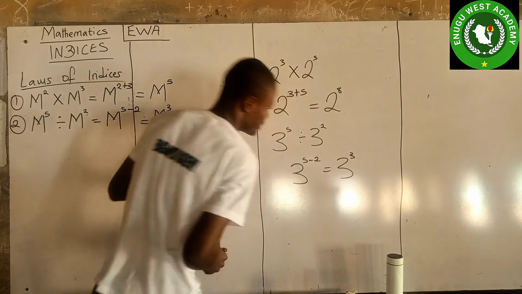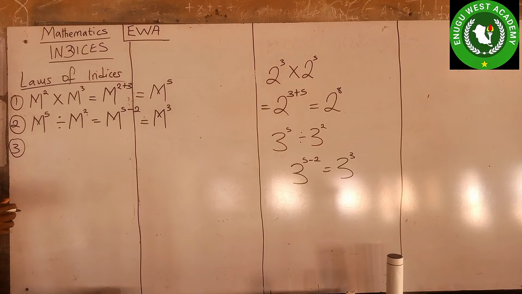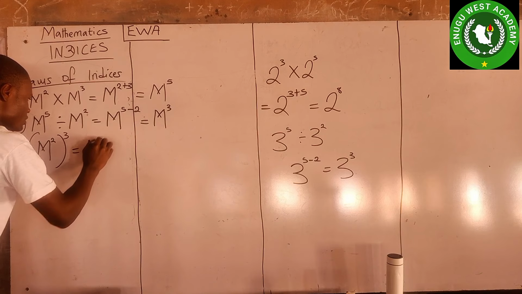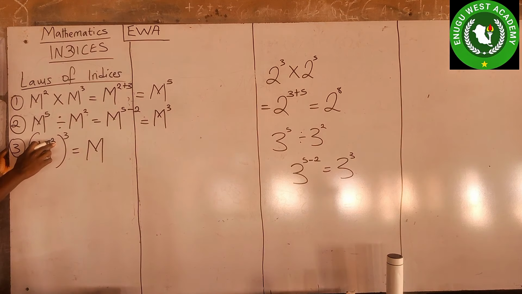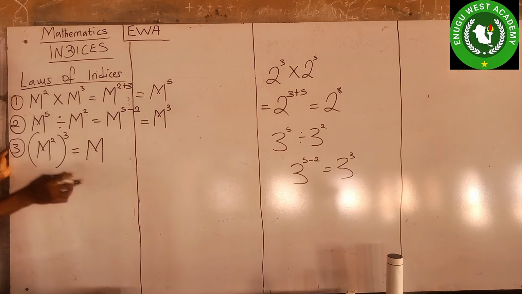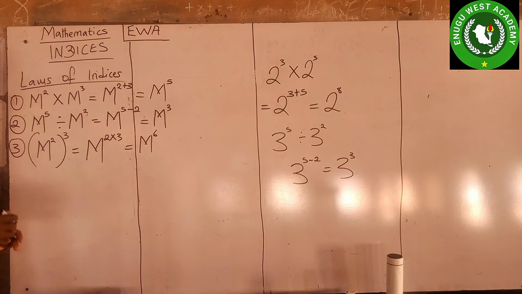Now, the third law is called the power law. If we have m raised to power 2 in brackets raised to power 3. Once you open the bracket, the power inside will multiply the power outside. So you are going to have 2 times 3, and that will give us m power 6.